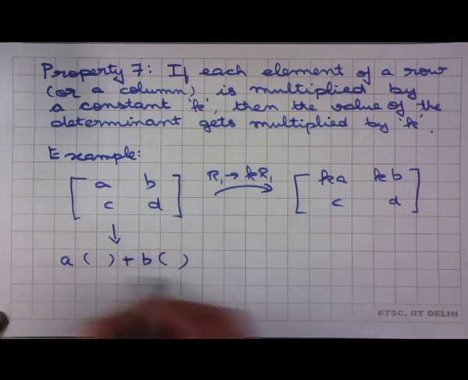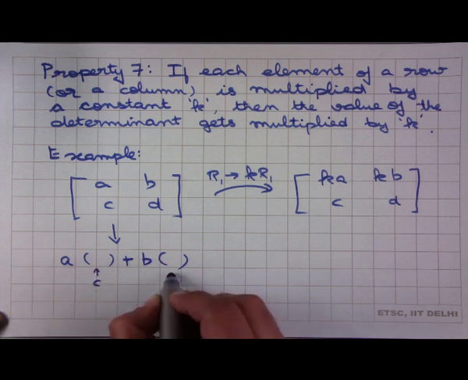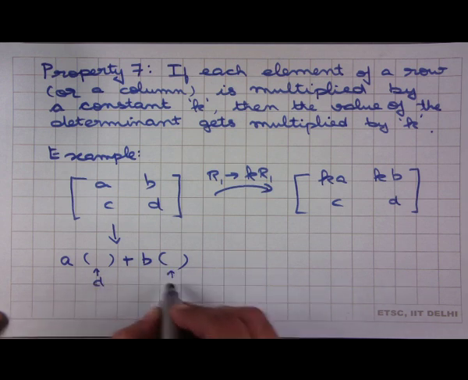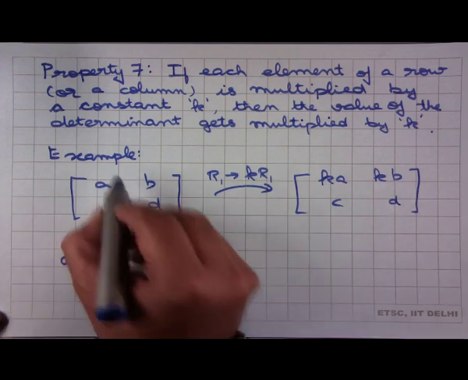So, this is the sum. Here actually it should be C, but we really do not worry about this so much. This should be D and this should be minus C. The main idea is you expand along the row A B.